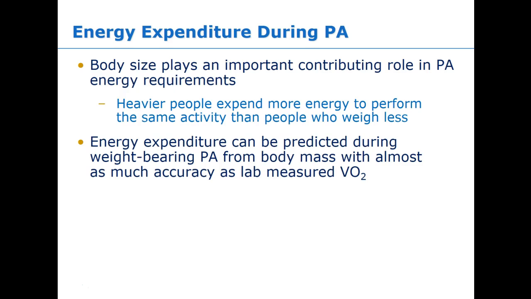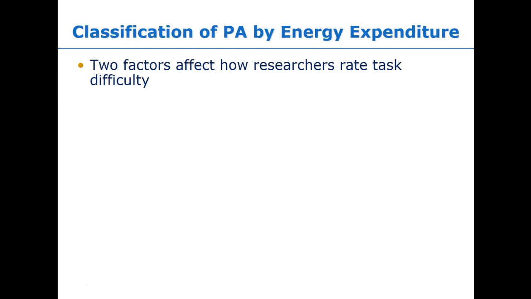So you could ask the two participants to do the same type of intensity for the duration of a walk or a run, and the heavier individual will expend more energy performing the same task than the person that weighs less. Energy expenditure can be predicted during weight-bearing physical activity from body mass with almost as much accuracy as a lab-measured VO2 max, which is pretty interesting.